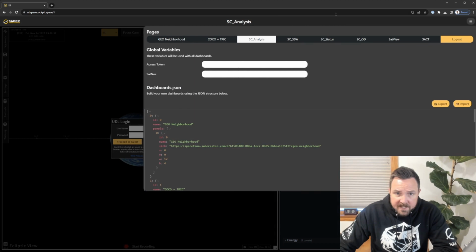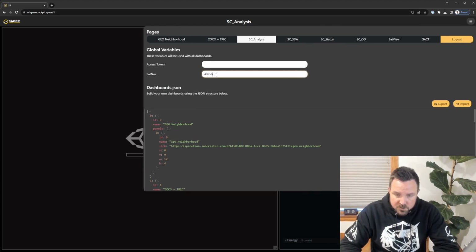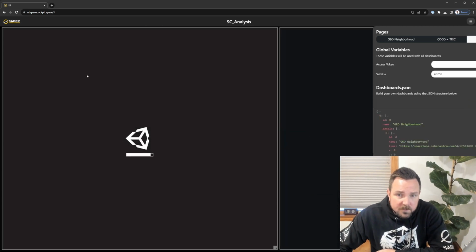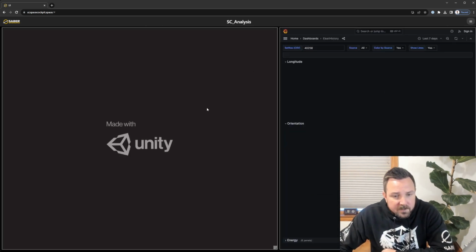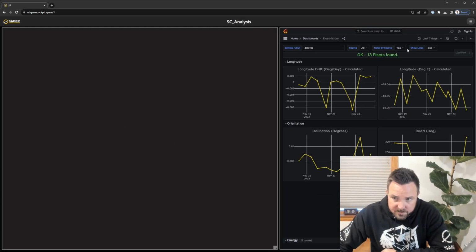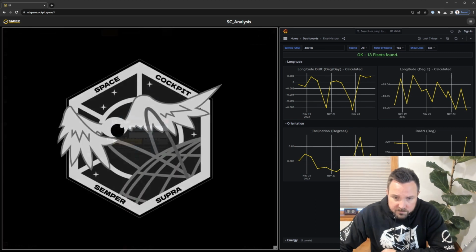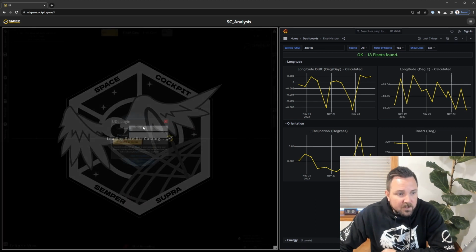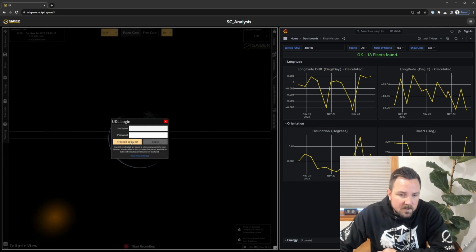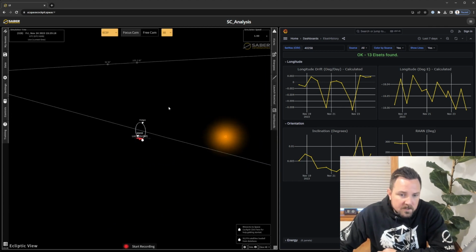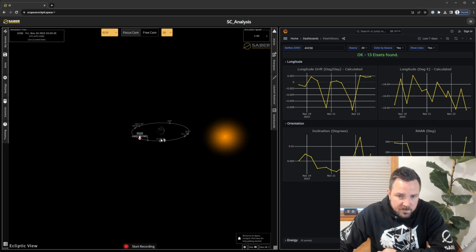So let's start by analyzing a geostationary satellite. Here we're going to choose LuchaLimp 40258. What that's going to do is load up the Elset history plot here on the right, and it'll also load up Space Cockpit with LuchaLimp in it for us. There's Luch.